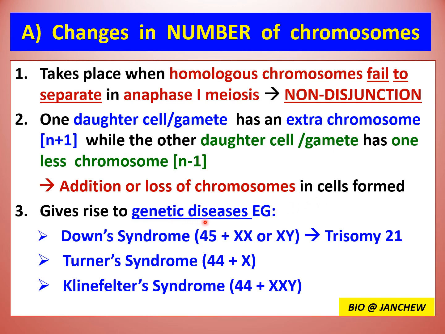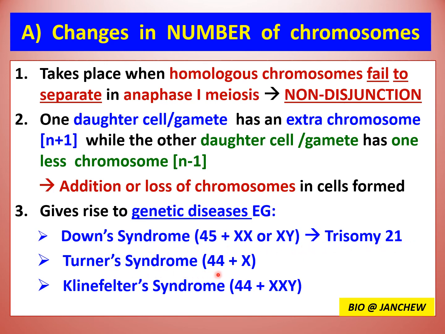Now this will give rise to genetic diseases. That means if the abnormal gamete were to undergo fertilization and fuse with a normal gamete, it can produce a condition like Down syndrome, Turner syndrome, or Klinefelter's syndrome. Now for Down syndrome, the number of chromosomes equals 45 plus XX for girls or 45 plus XY for boys, and is sometimes called trisomy 21, meaning tri means 3, somy for chromosomes. So 3 chromosomes number 21. We'll discuss this in another slide.